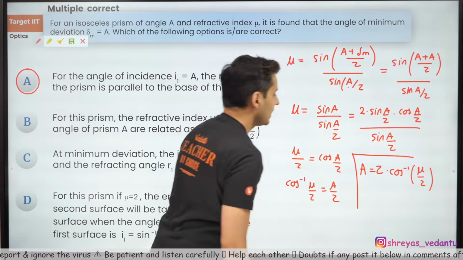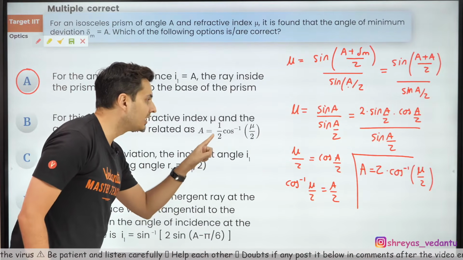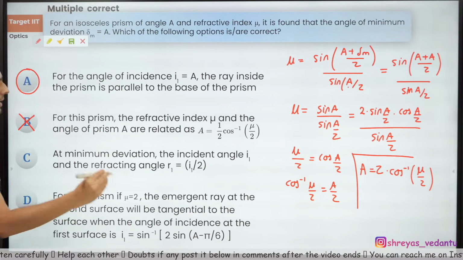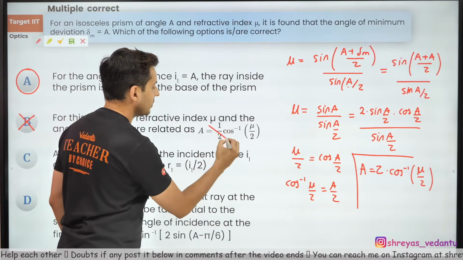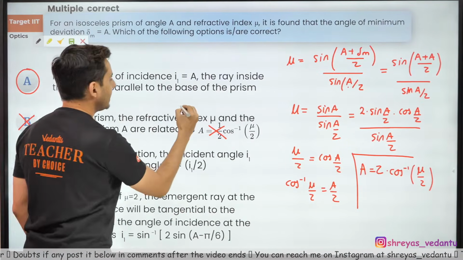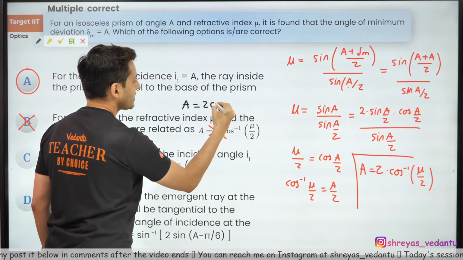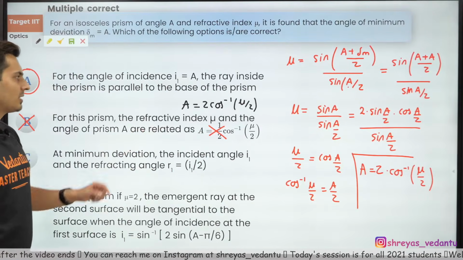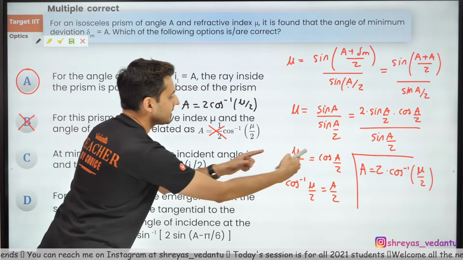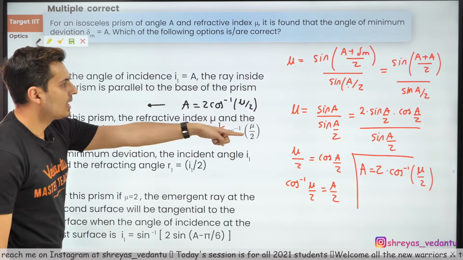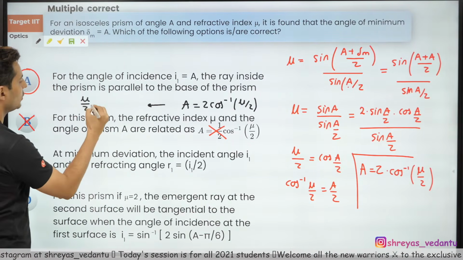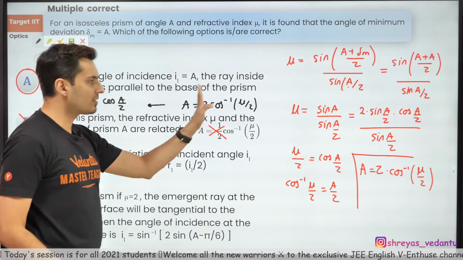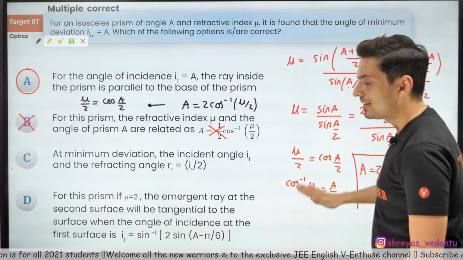mu by 2. Now if you check it out over here, there is half, it's not 2, so this is not correct. So option B is wrong. So the actual statement should have been A is equal to 2 times cos inverse of mu by 2. This was the correct expression. It has come from this expression which we just got, which was mu by 2 was cos A by 2. Okay, so this was the correct one. So this is wrong. So I'm just going to erase this because I'm going to need this space.